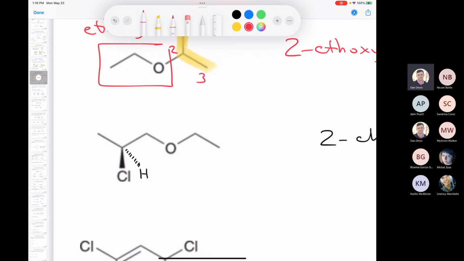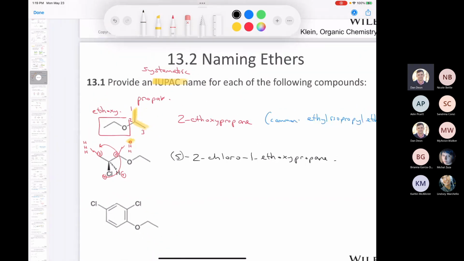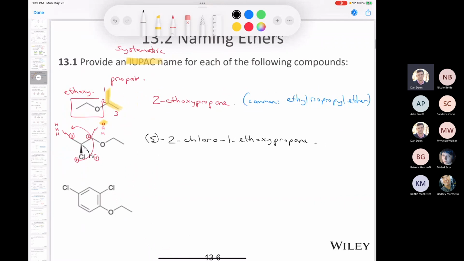So we've got the chlorine as being the highest priority because it has the highest atomic number. The hydrogen is in the back. It has the lowest priority. If we look at this carbon, it's attached to an oxygen, hydrogen, and hydrogen. And this carbon is attached to a hydrogen, hydrogen, and hydrogen. This would be our tiebreaker. Therefore, this would be second highest priority. This is third. So we go from 1 to 2 to 3. We're going counterclockwise. And so it would be S. So that means the name of this compound is S-2-chloro-1-ethoxypropane.